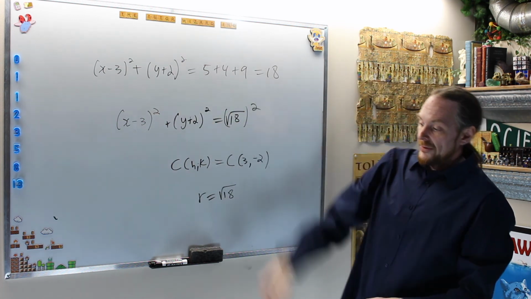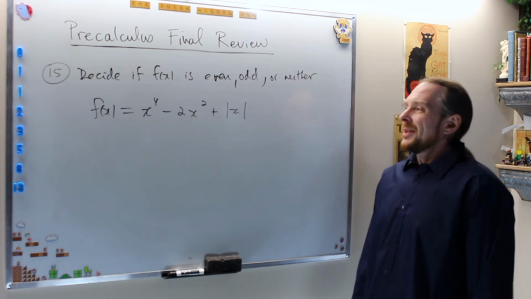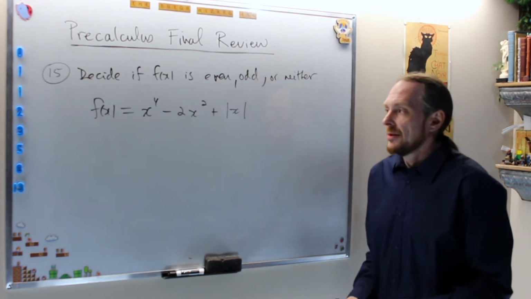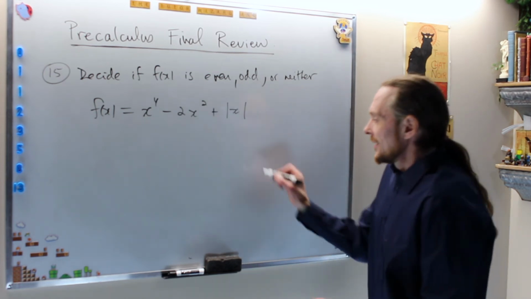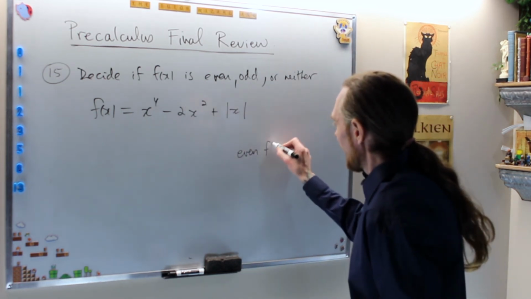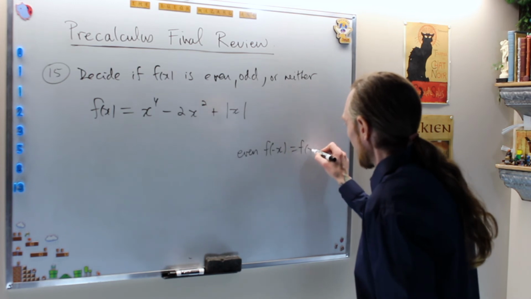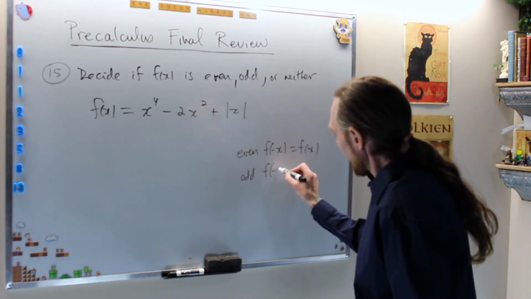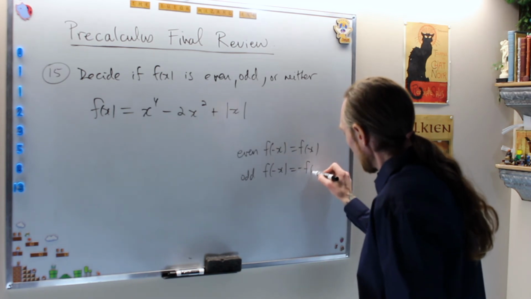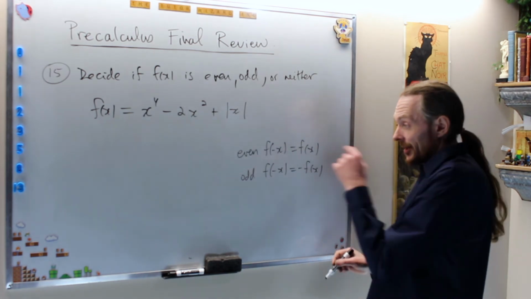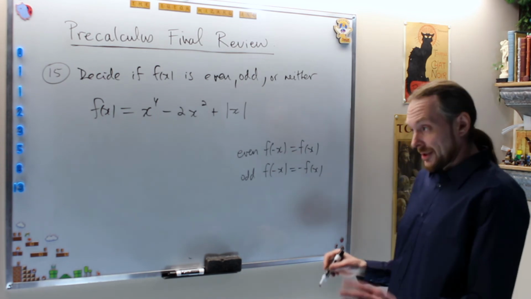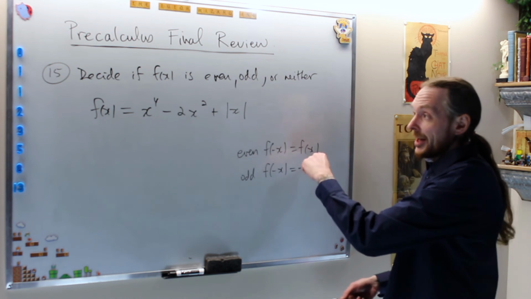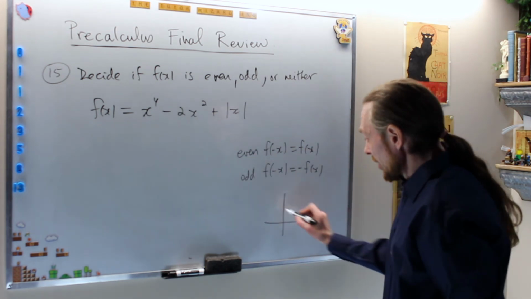Give me more. 15. For number 15, what they want is for us to decide if a function is even, odd, or neither. So the definition of even is you're even if f of negative x equals f of x. You're odd if f of negative x equals negative f of x. And you're neither if you're not even or odd. Not every function has symmetry, and these tell us something about symmetry also. If you're even, you're symmetric with respect to the y-axis.